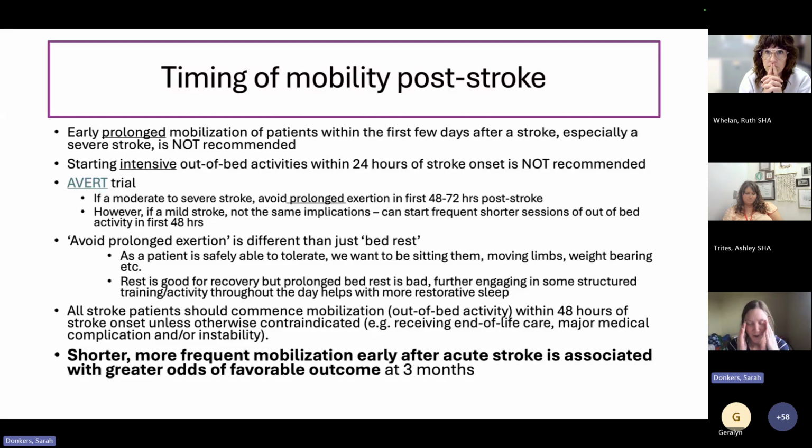I know so much is going on. It's sensory overload. There's fatigue. They just had a bleed in their brain. But tiny little bits of movement are going to add up to enhance recovery outcomes. So really the messaging now is that all stroke patients should commence mobilization, including out-of-bed activities, within 48 hours of stroke, unless they're medically unstable or there's another contraindication happening there.